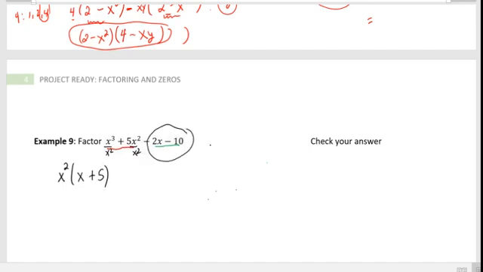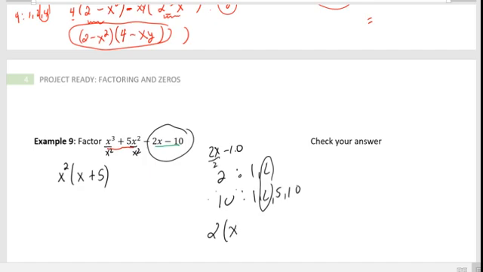And then if we look at this here, we have a 2 and a 10. So what they have in common is going to be 2. And the 10 doesn't have an x, so we don't have to worry about that. So if I factor out a 2 from 2x, 2 divided by 2 is x, and 10 divided by 2 is 5.